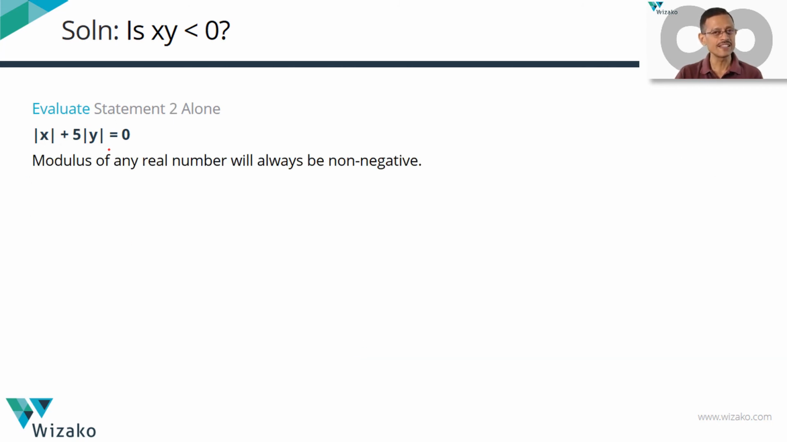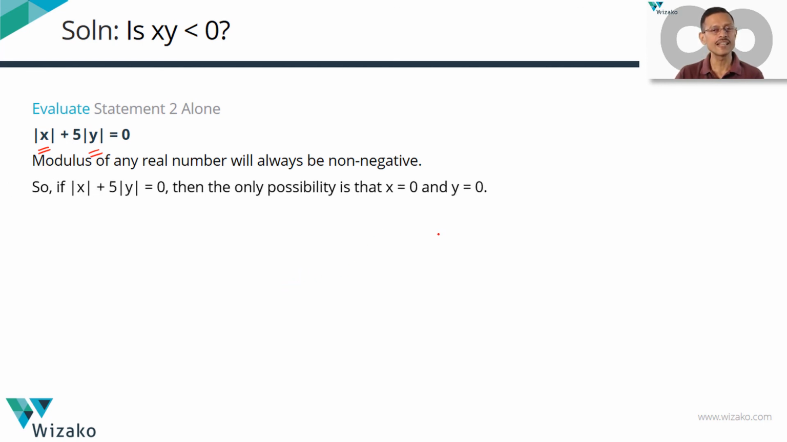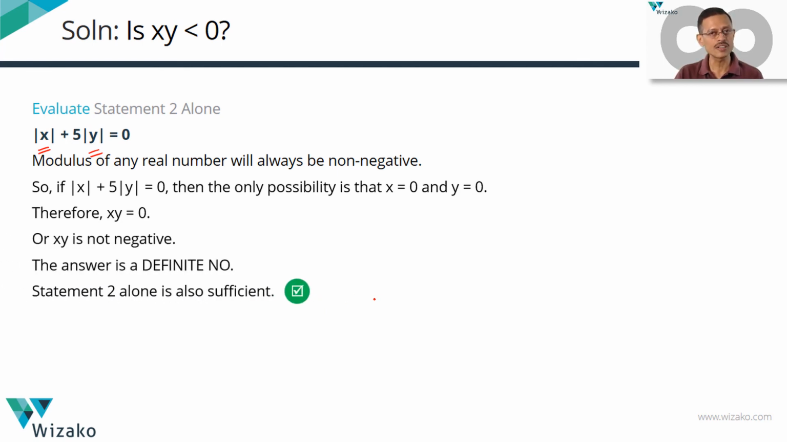Statement 2 alone is very similar. Modulus of x plus 5 times modulus of y is equal to 0. Both these parts, modulus of x and modulus of y, are non-negative components. So this is possible only when both x and y are 0. Again, the same reasoning, which means xy equals 0, xy is not negative. Statement 2 alone is sufficient.